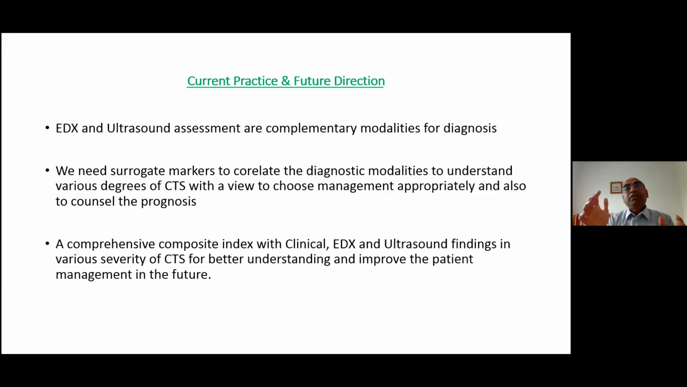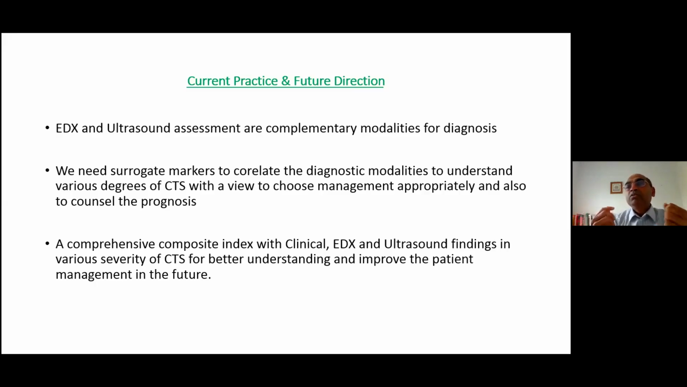And there are papers with maybe 100 hands, or 60 patients, comparing the parameters of electrodiagnostic findings and the ultrasound grading. But still, we don't have thousands of cases with lots of controlled studies across countries to validate these related modalities to have a surrogate marker of each.